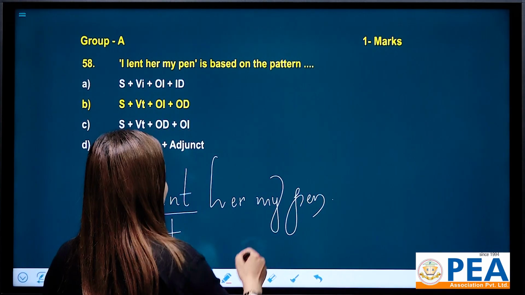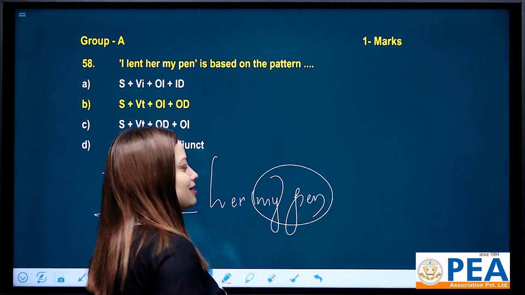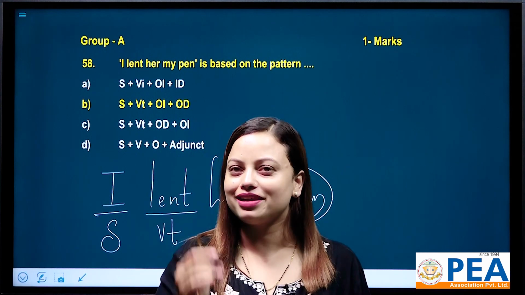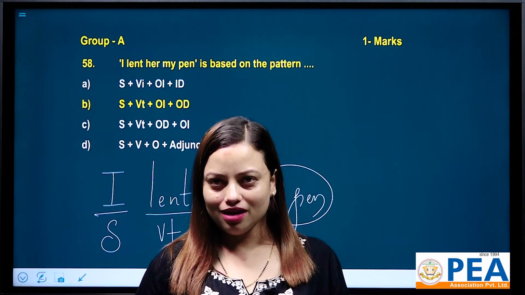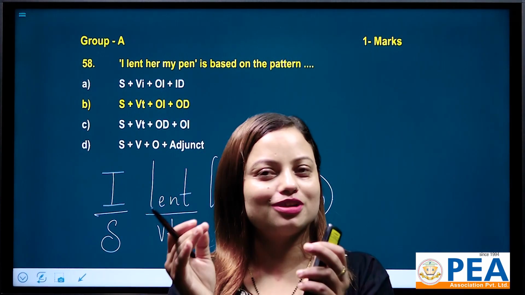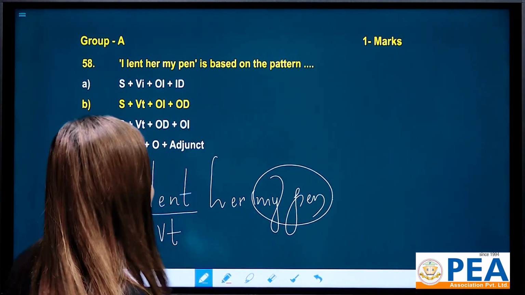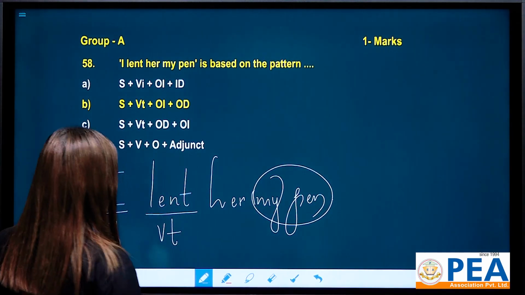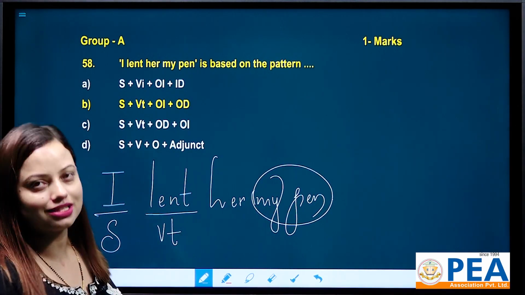Because it is followed by an object, that is my pen. That pen is an object. If your verb is followed by an object, then that verb is called a transitive verb. That's why lent as a verb is transitive.